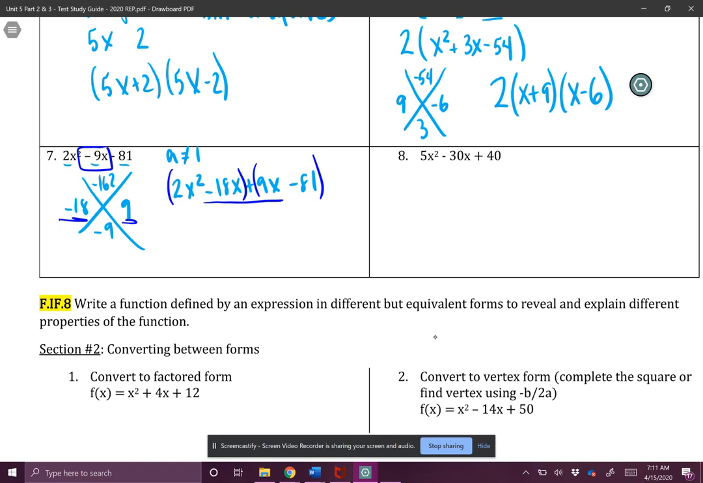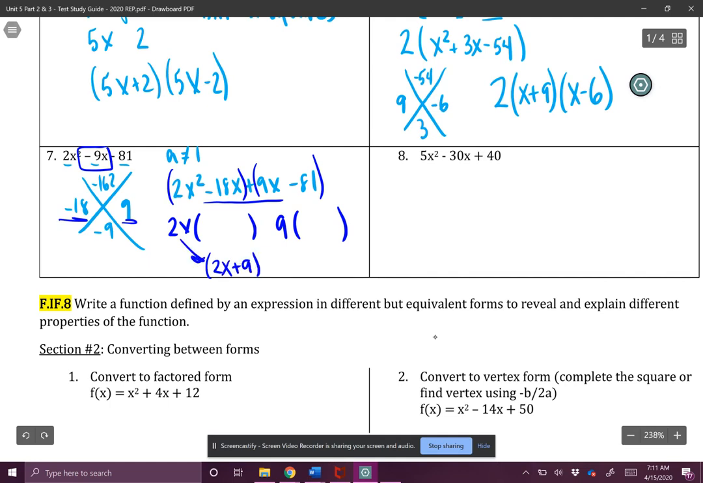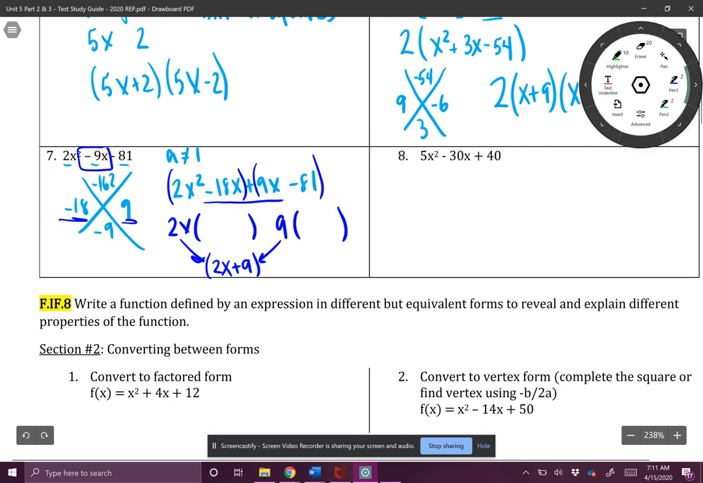So what is the GCF between 2x squared and negative 18x? Our answer is 2x. What is our GCF between 9x and negative 81? Your answer is 9. So right away, I know that one of my factors is going to be 2x plus 9 by combining those. Now I just need to figure out what would be inside the parentheses.